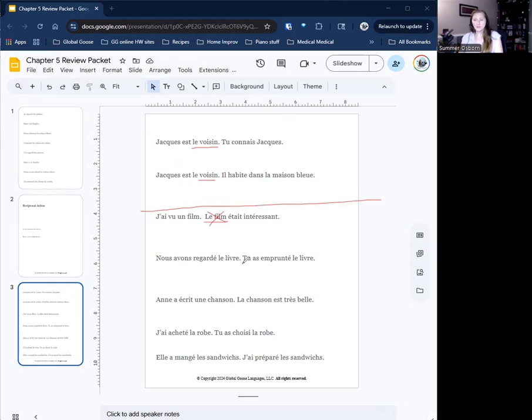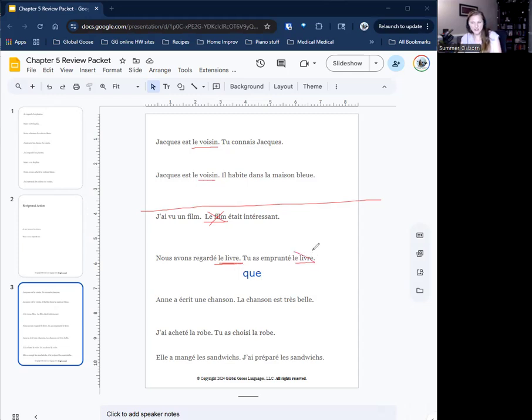Nous avons regardé le livre. Tu as emprunté le livre. Okay? We looked at a book. You loaned me the book. We looked at the book that you loaned me. So le livre has to stay there. It's the antecedent. I'm going to use the word que to refer to it, to link it into my next sentence.